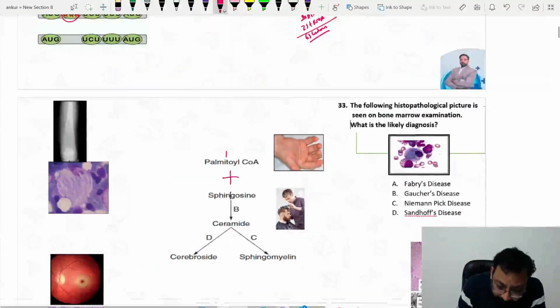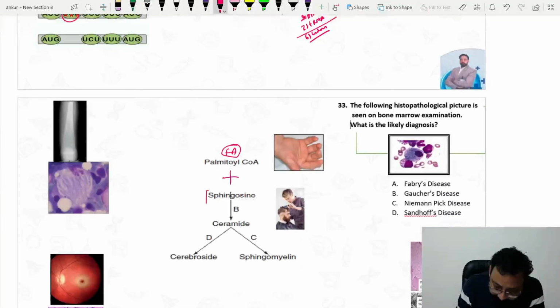You all know fatty acid binds with sphingosine to form ceramide.